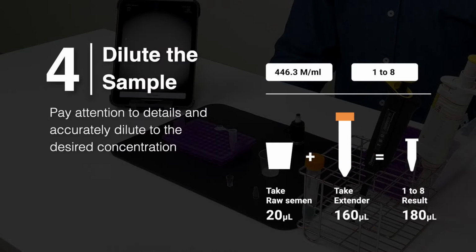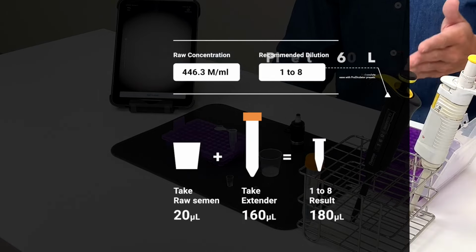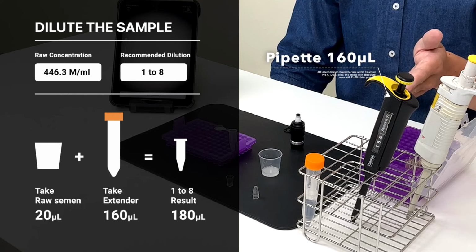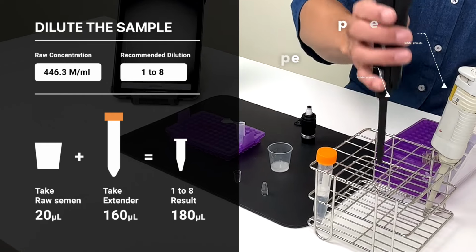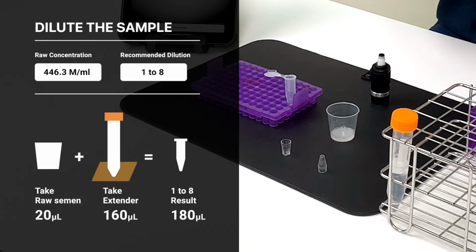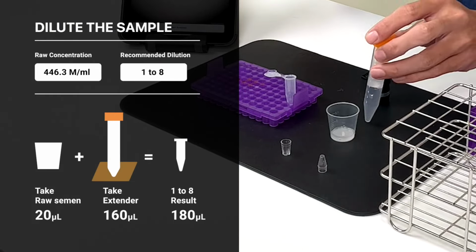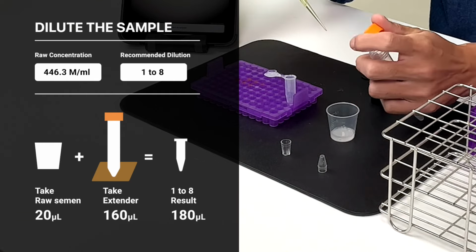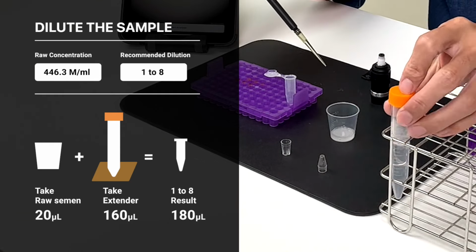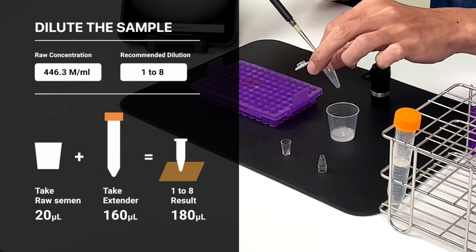Step 4. Dilute the sample. Adjust the pipette volume, set the first one to 160 microliter, and the second one to 20 microliter. Remember to always start with the extender, which is relatively higher in volume. First, transfer 160 microliter of extender into the centrifuge tube.